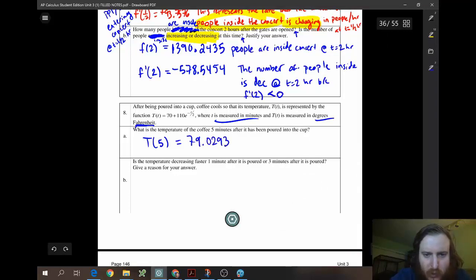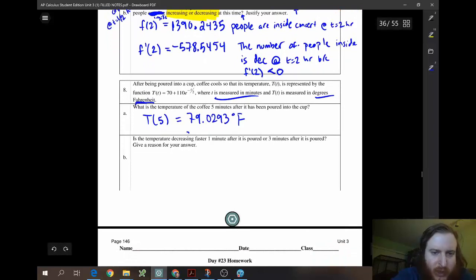And we're going to use their units, which were degrees Fahrenheit. And we don't need to show any work. It's a calculator question. We're allowed to just type this into our calculator. Now, is the temperature decreasing faster 1 minute after it is poured or 3 minutes after it is poured?